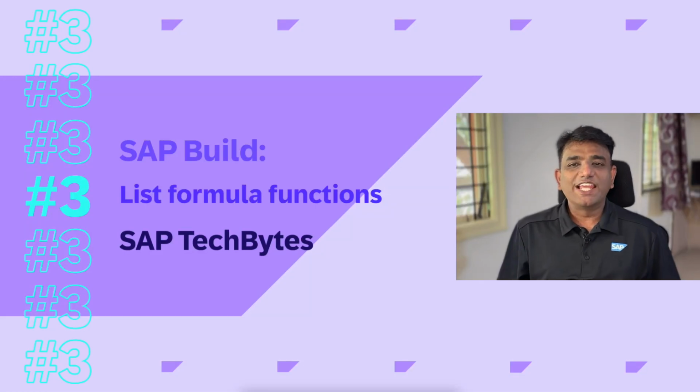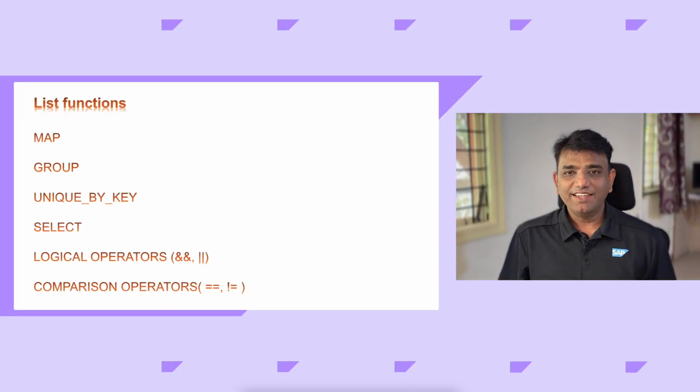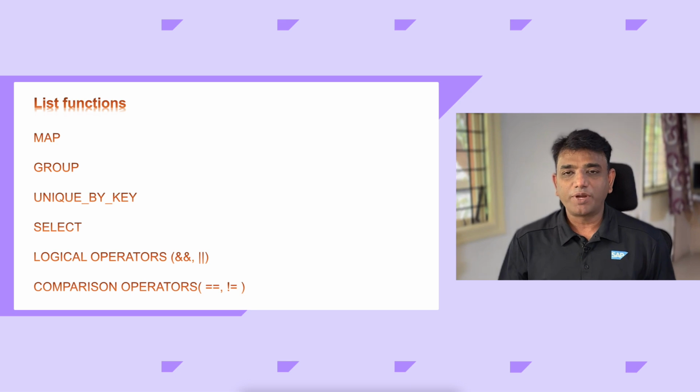In this video, we'll explore key list functions like map, group, unique by key, and select to understand how they work together in transforming and displaying data. We'll be using the Northwind Invoices and Shippers OData service as a data source. Additionally, we will leverage logical operators and comparison operators to implement dynamic functionalities using SAP Build.